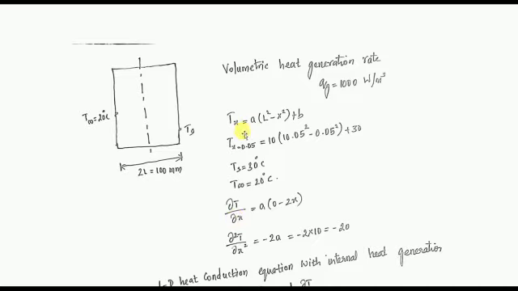Regarding what you are going to do, you are just going to differentiate. If you differentiate one time, you will be getting this temperature profile. Next, you will be getting minus 2a. We know the a value is 10. If you substitute, it is minus 20.